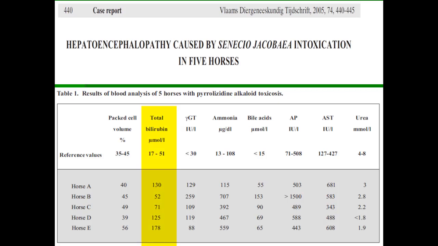Total and unconjugated bilirubin levels were also good markers of liver damage because there is reduced hepatic uptake and conjugation of bilirubin. They also did some liver enzymes like gamma GT and alkaline phosphatase. And also the elevation of bile acids is another indication of reduced functional mass of the liver.